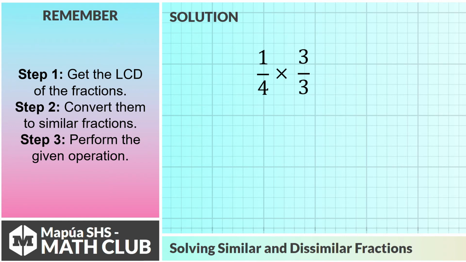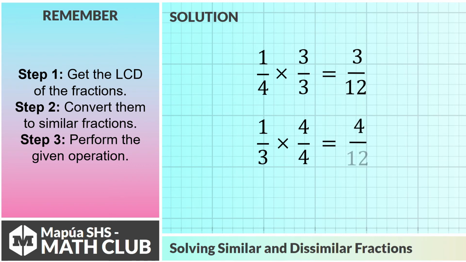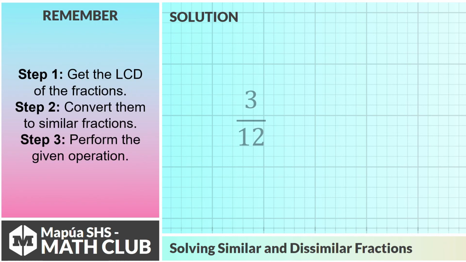So 1 times 3 is equals to 3, and 4 times 3 is equals to 12. While for 1/3, let us multiply the numerator and denominator by 4 so that our denominator will become 12. So 1 times 4 is equals to 4, and 3 times 4 is equals to 12. Now, we have similar fractions, which are 3 over 12 and 4 over 12.